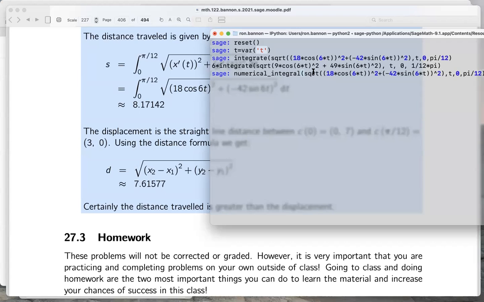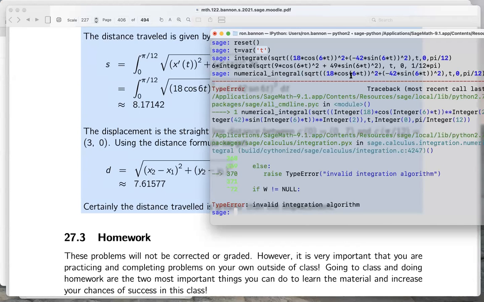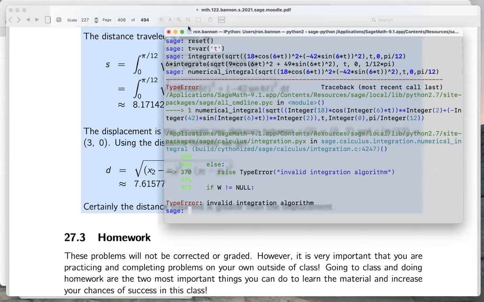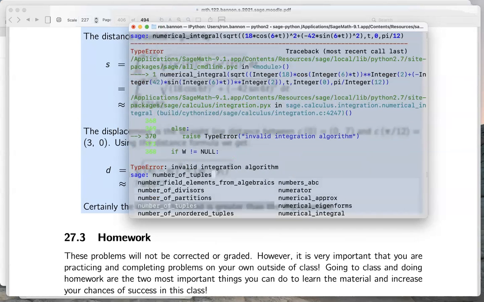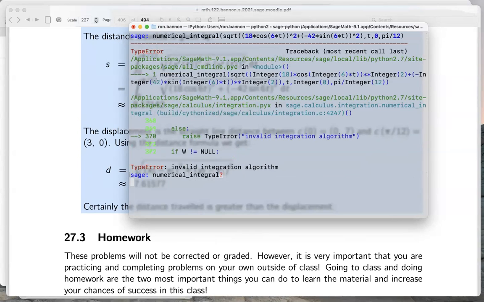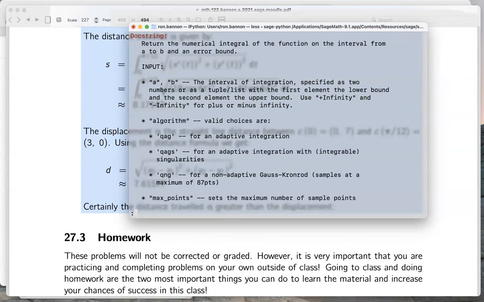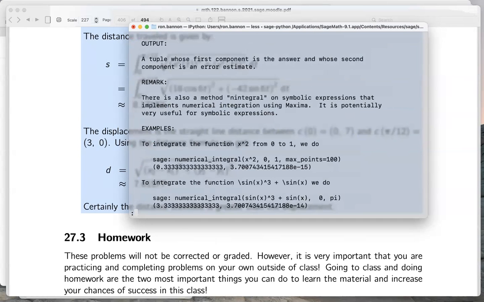And I don't know, maybe I can't do it. Oops, what happened there? Let's see what happened. Maybe I got the command wrong. I'll type a question mark, and it's going to give me sample code. Let's see, interval algorithms, maximum points 100. Let's take a look. I'm just looking for an example. I see my problem. All right, I'm going to try it again.